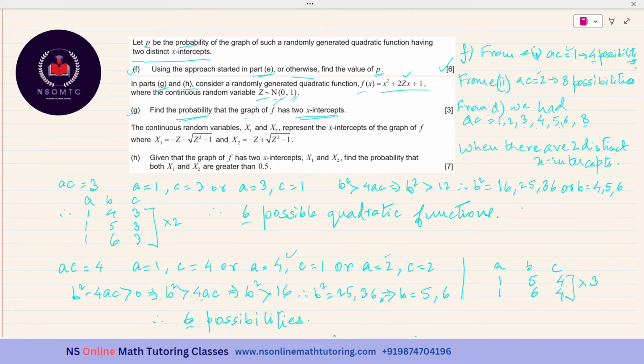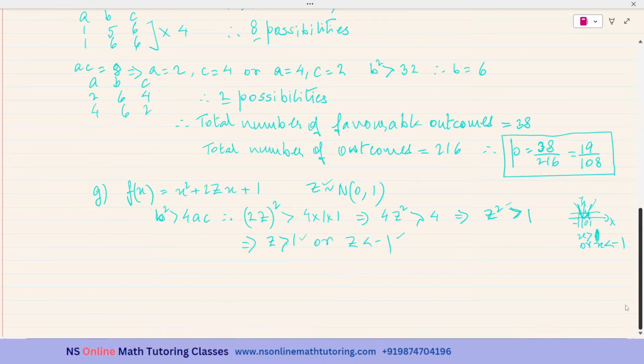You see, they are asking for the probability. So we have to find the probability of z being greater than 1 or the probability of z being less than negative 1. So I get the calculator.